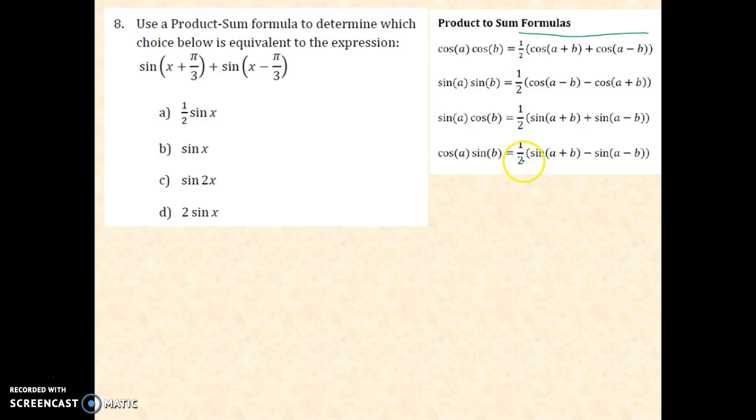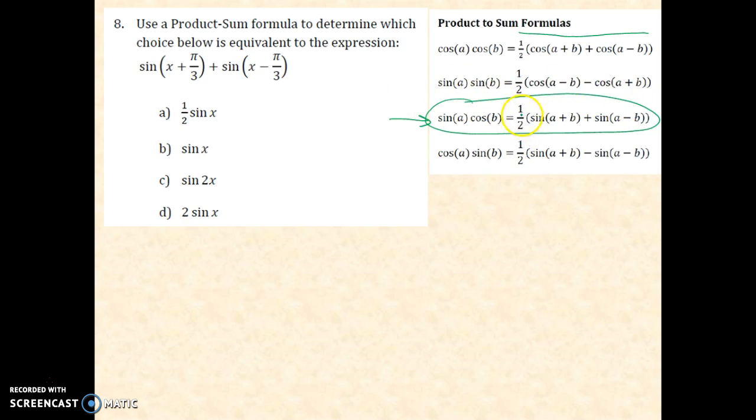Let's see. We've got a sine of something plus sine of something. So that seems to match up with this third one here. It's sine of a plus b plus sine of a minus b, and that matches up perfectly. Sine of something plus the thing plus sine of something minus that thing. So we're going to use this formula.